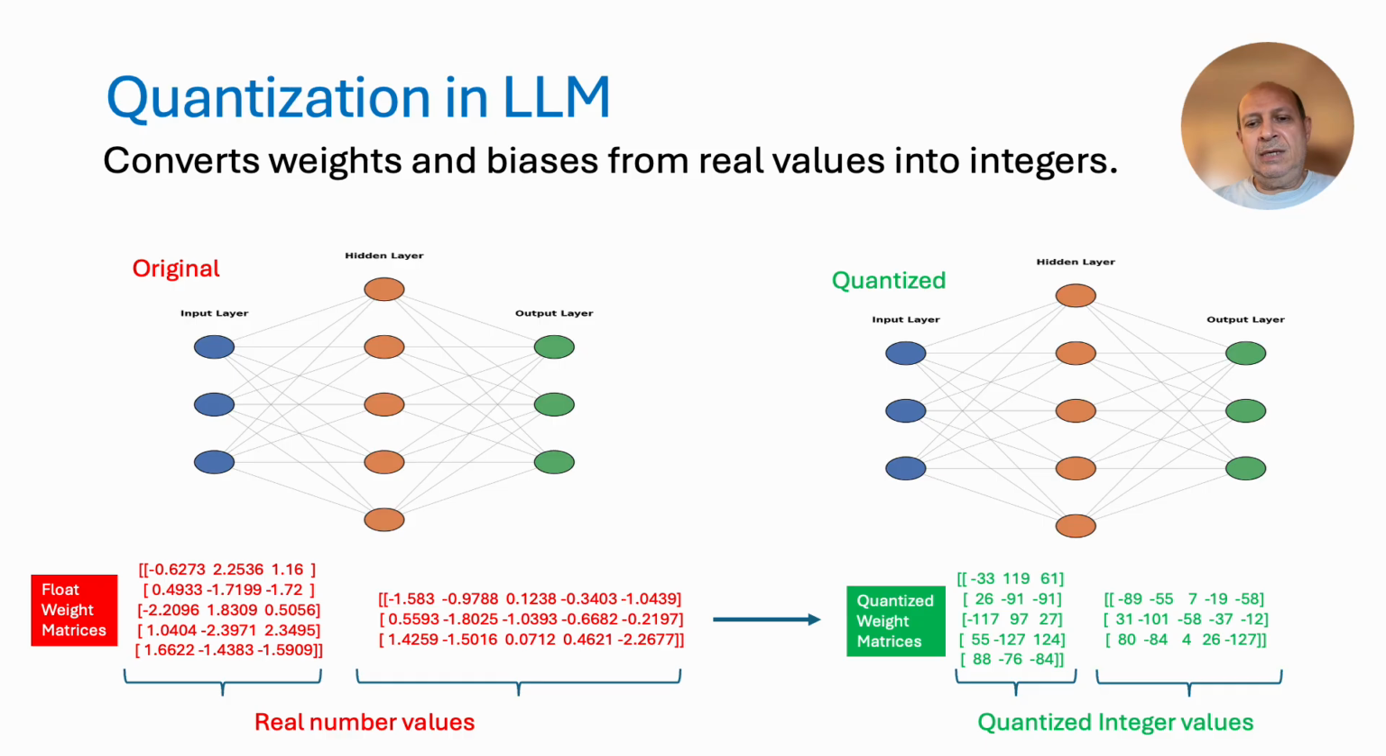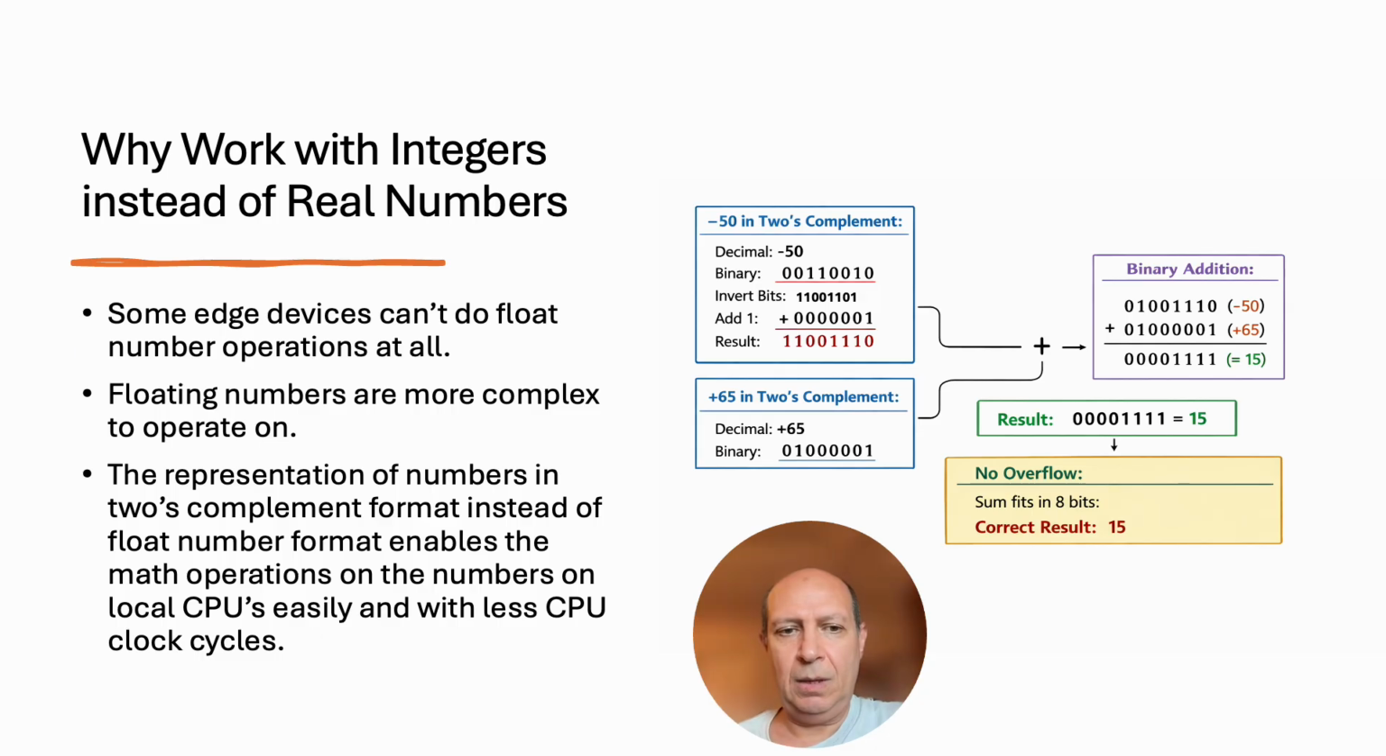In order to quantize them, we need to convert these weights into integers. So as you can see, the weight matrix between the input layer and the hidden layer is now made of integer numbers, while the weights and biases between the hidden layer and the output layer, this matrix is represented in the form of integer values.